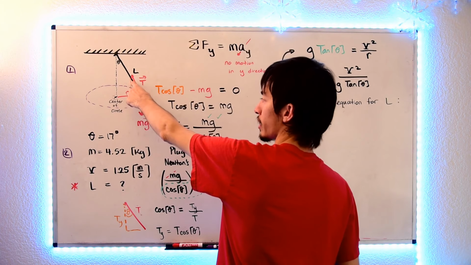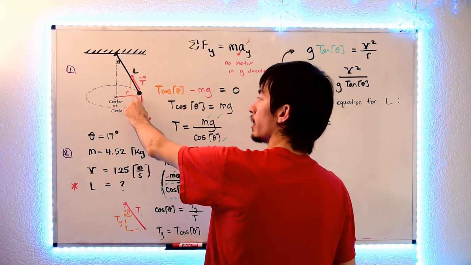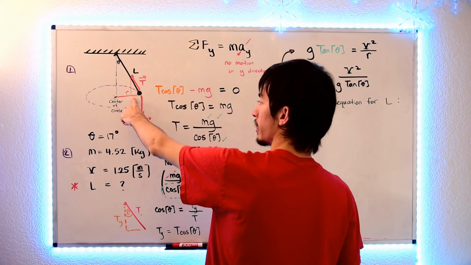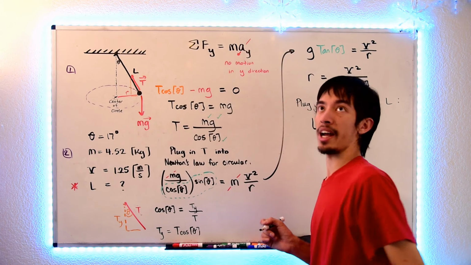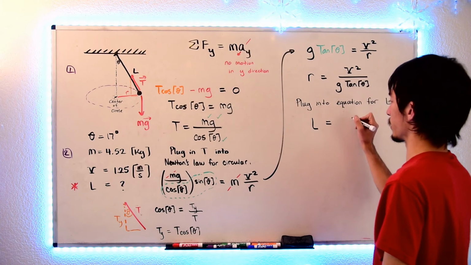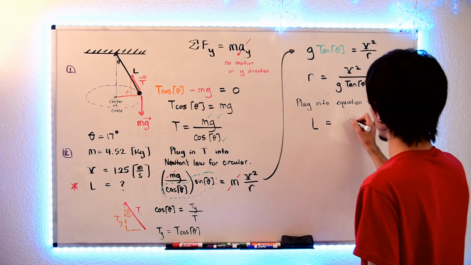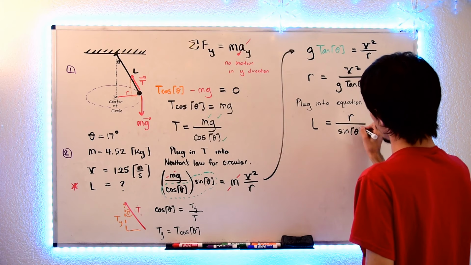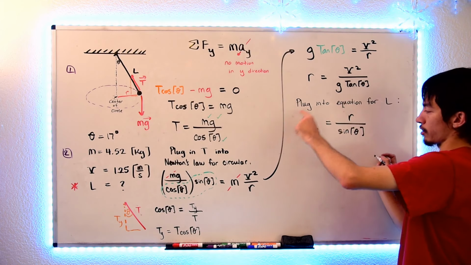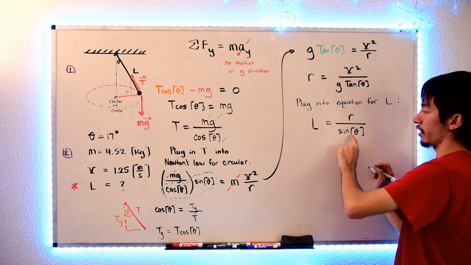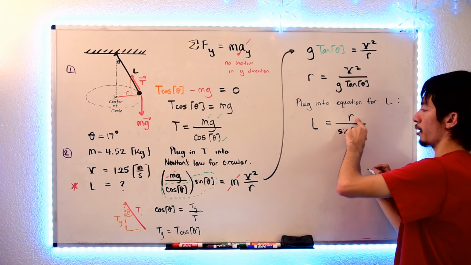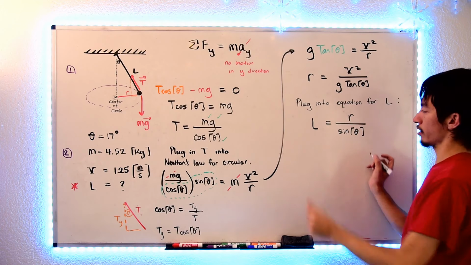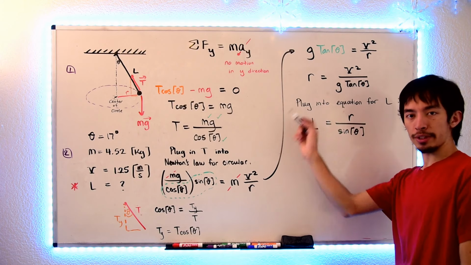I believe we said it was radius, that's going to be sine. It was sine of the angle, so I think it was r over sine theta. Yeah, I think this is correct. Sine theta would have been opposite over hypotenuse. Yes. Okay. So this is what we wrote earlier for the equation for L.